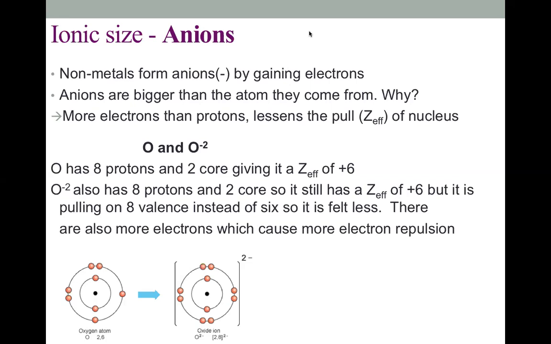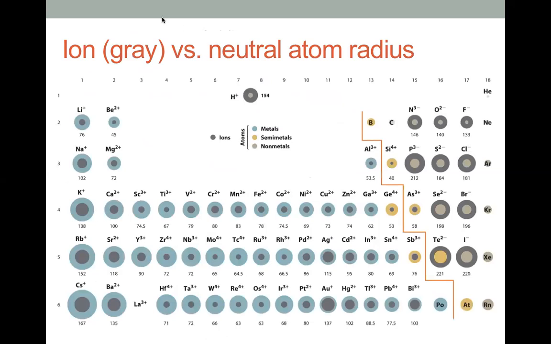So for cations, they're always going to be smaller than their neutral. For anions, they're always going to be bigger. Okay. And we can look at a visual of this.